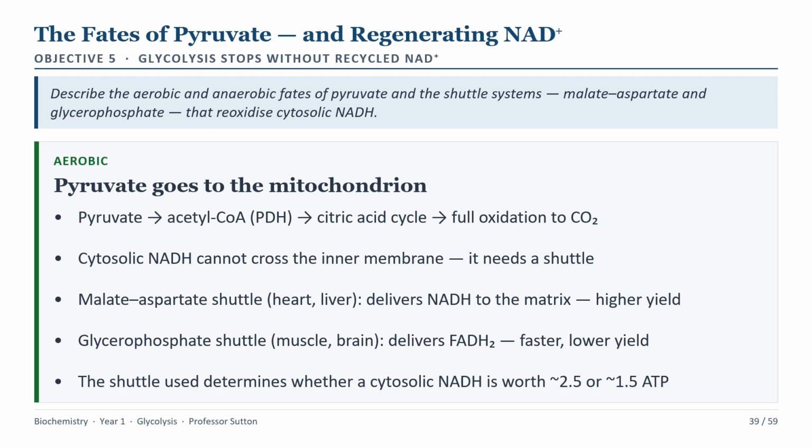The glycerol 3-phosphate shuttle operates in skeletal muscle and brain. It delivers the electrons as FADH2, which enters at complex 2, bypassing complex 1. It's worth roughly 1.5 ATP. It's faster but lower yield. When you see a total ATP yield of glucose quoted as 32 in one source and 30 in another, that difference is a shuttle. Do not memorize a single number. Understand which shuttle produced it.